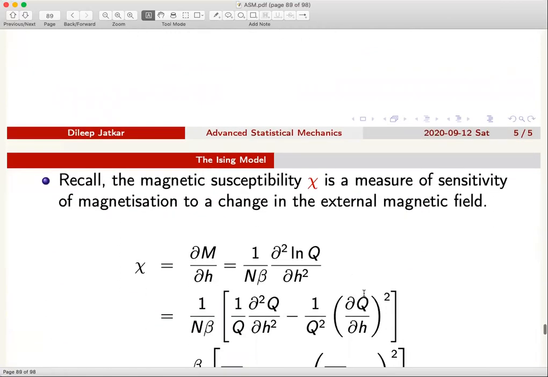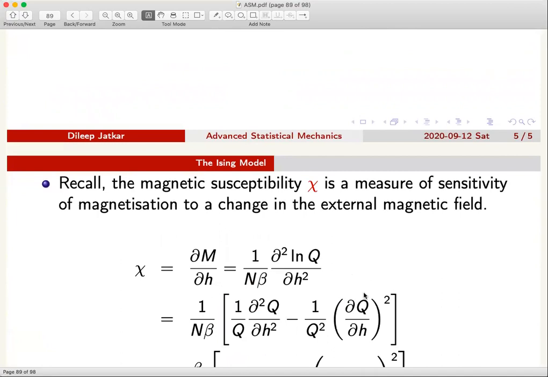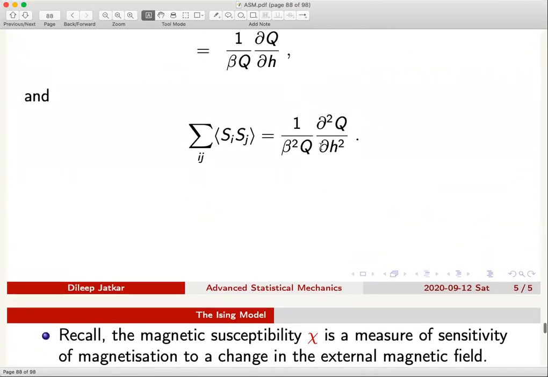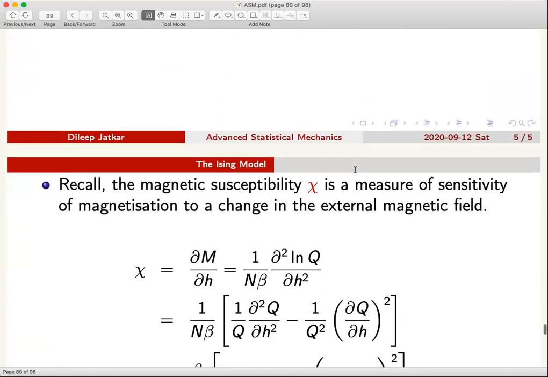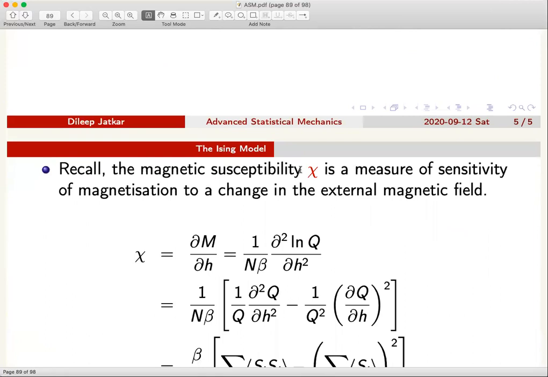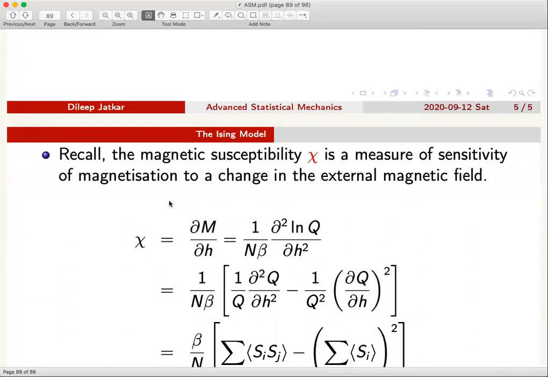Fine. Now let us recall what was the definition of magnetic susceptibility. Remember, you see this as a second derivative of q sitting around here. So the magnetic susceptibility is a measure of sensitivity of magnetization. This is something we have already said several times. So this quantity is del m by del h. But remember, m itself was derived from the free energy.